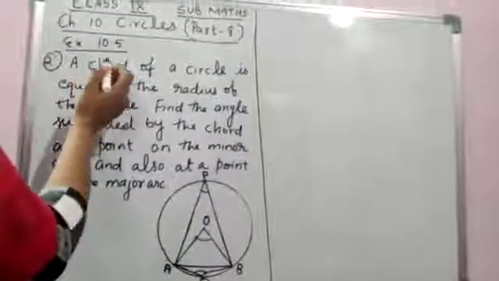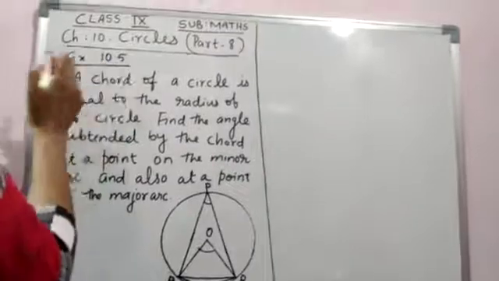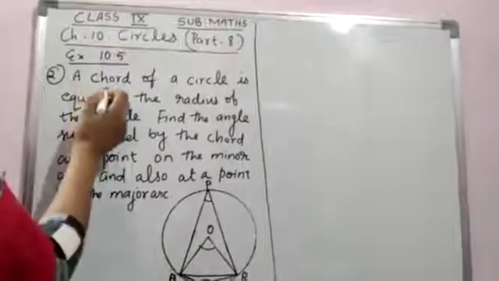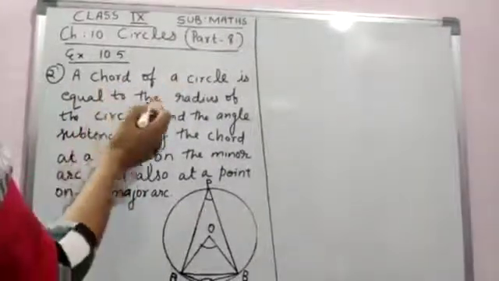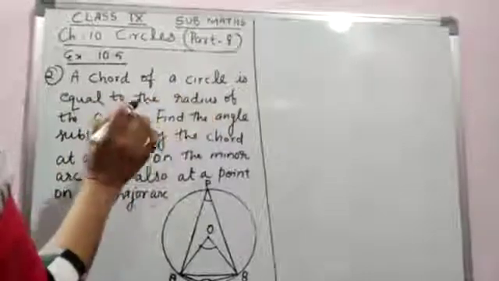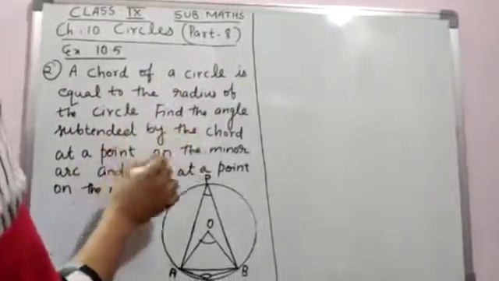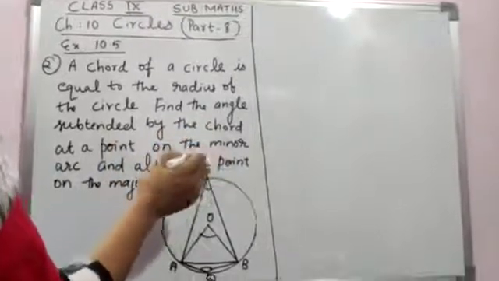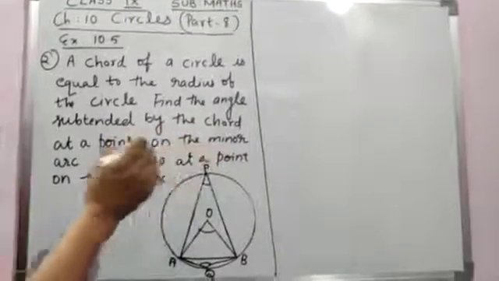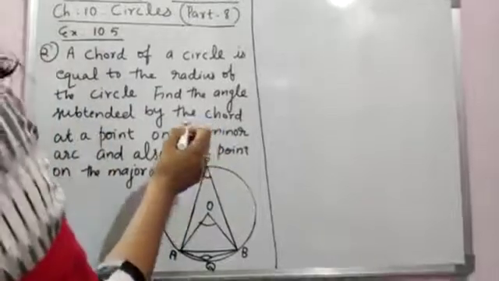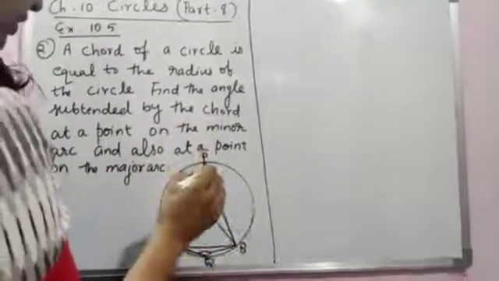Let's discuss the second question of exercise 10.5. A chord of a circle is equal to the radius of the circle. Find the angle subtended by the chord at a point on the minor arc and also at a point on the major arc. So here the figure is not given, you have to draw the figure.